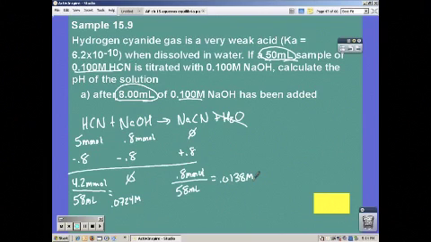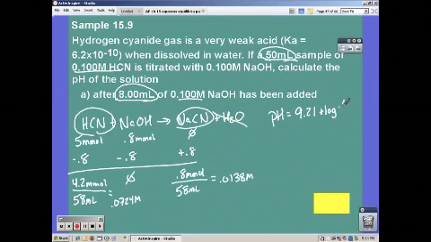Look and see what you have. We have HCN and NaCN. Together, that's a buffer. So pH equals pKa plus log of base over acid. So 9.21 plus log of 0.0138 over 0.0724. So pH is 8.49.